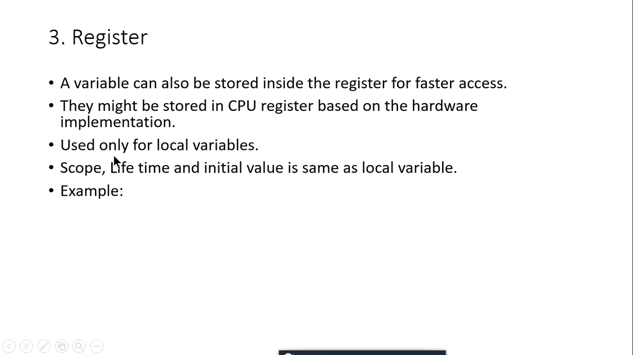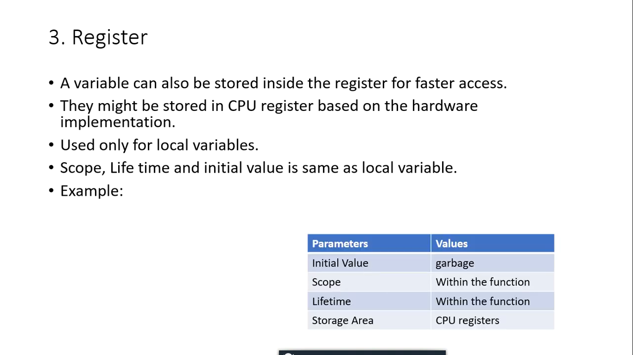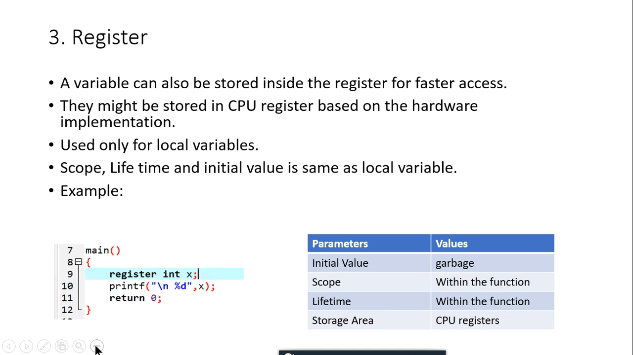They can only be local variables. You cannot have a global register variable. So definitely their scope, lifetime and initial value are the same as the local variable. There you go. Their initial value is garbage. Scope and lifetime is within the function, but their storage area is CPU registers, to have faster access. That's it, nothing else. This is the way you can declare your register variable: you will use the keyword register in front of your variable declaration and you will have a register variable.